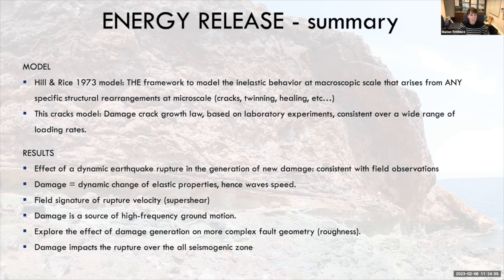And in terms of results, the generation of damage we are producing is consistent with field observation. It leads to a change of elastic property, again consistent with field observation. In principle, we could look at a field observation of an earthquake and maybe say something about the rupture velocity. So to revisit past earthquakes, it's a very interesting thing. Damage, of course, creates high frequency ground motion. And we explored the combined effect of complex fault geometry and damage. And damage impacts the rupture over the whole seismogenic zone.